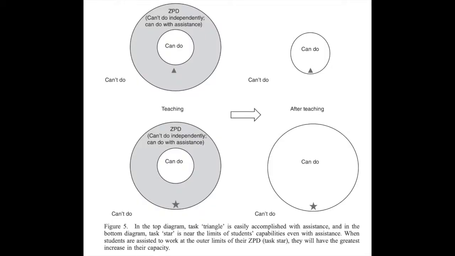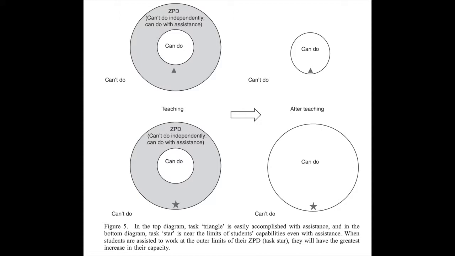One more graph here. This, again, is from Wass and Golding's article. On the top, you've got the zone of proximal development, and the thing about this graph is the little triangle there is just outside the donut hole, which means that once you have effectively taught, then the donut hole has expanded slightly. Very good, job well done.